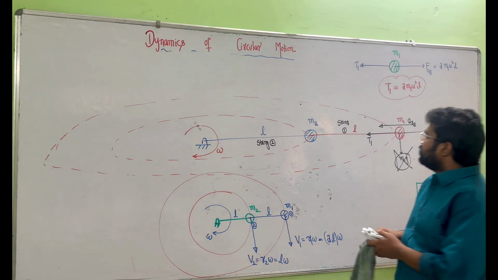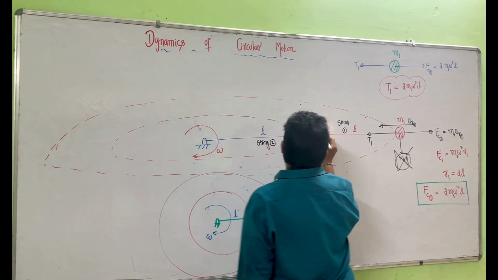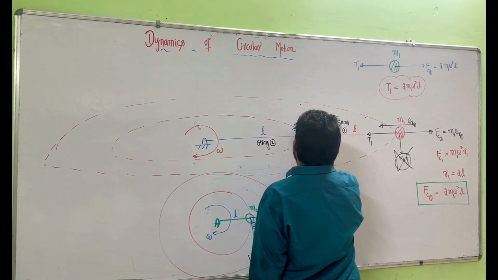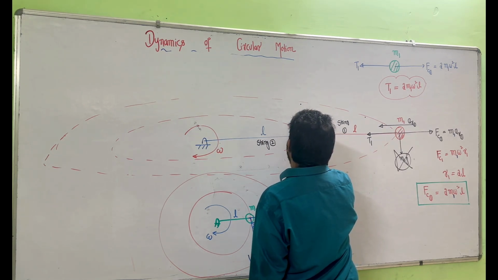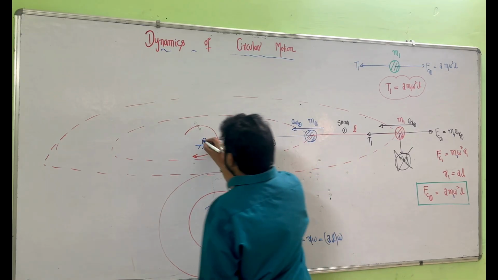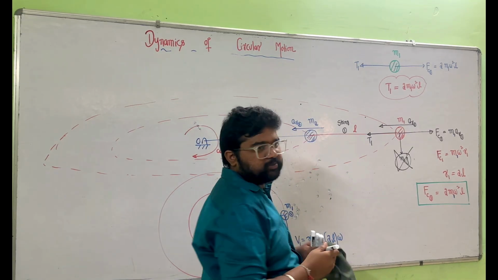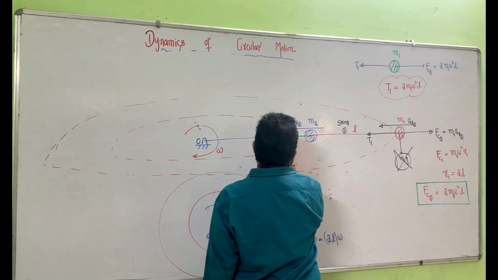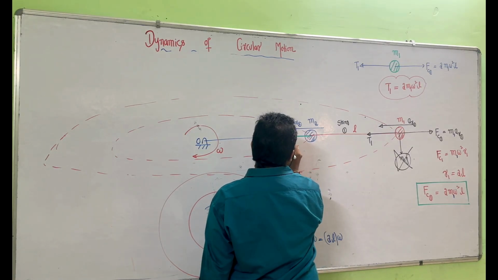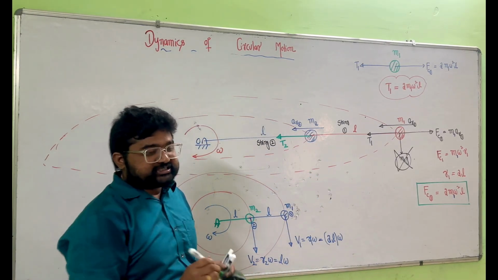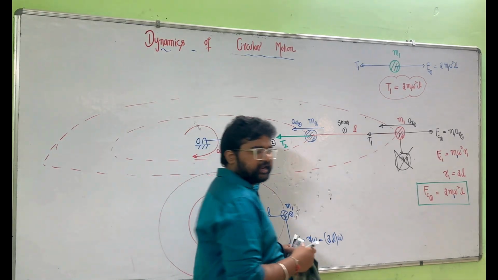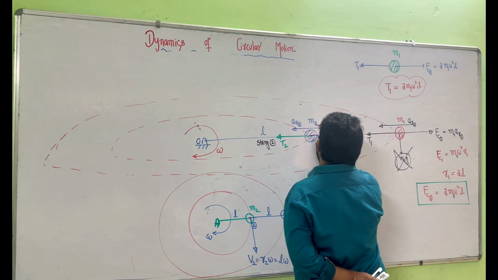If you draw the free body diagram for mass m2, radial acceleration always acts towards the center of circular motion. Tension, this is the tension in the string. This would be T2. Same string, same tension. Different string, different tension. Clear?